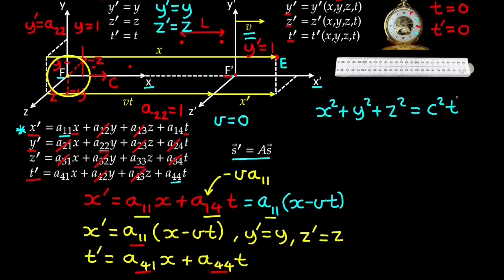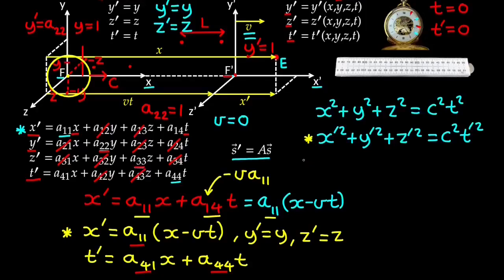So we get c squared by t squared. And similarly in the primed frame, we have x prime squared plus y prime squared plus z prime squared is equal to the constant speed of light squared by t prime squared. And now we can make our substitutions for x prime, y prime, z prime and t prime into this equation.